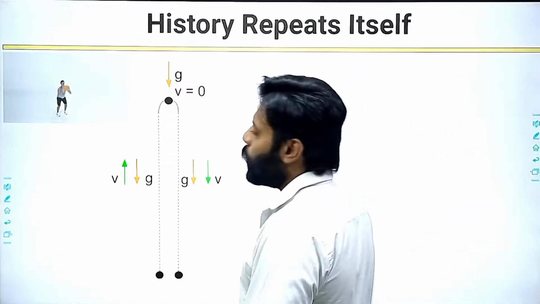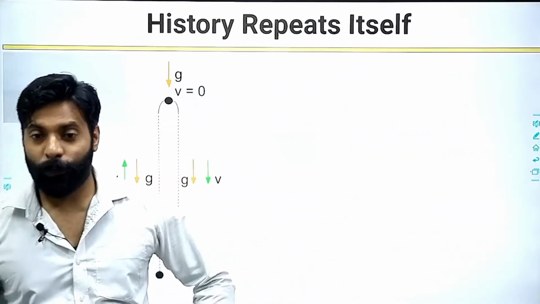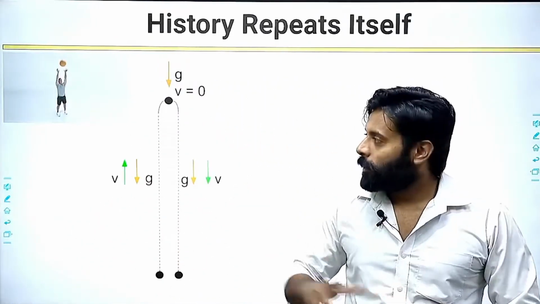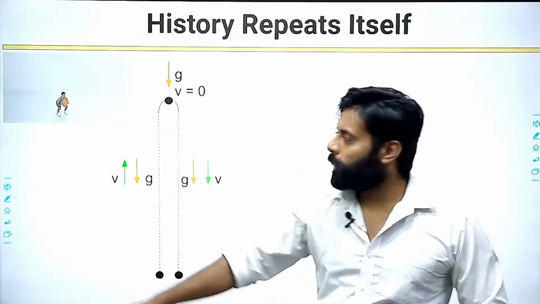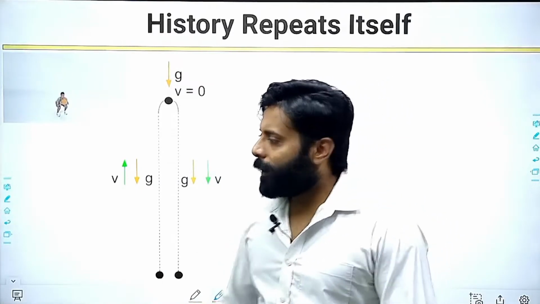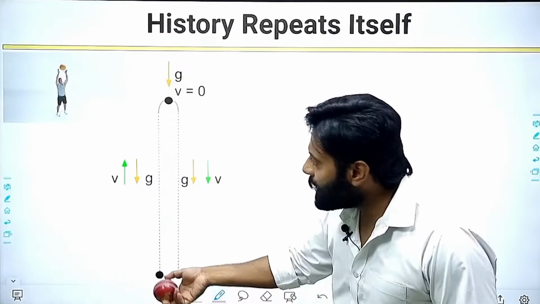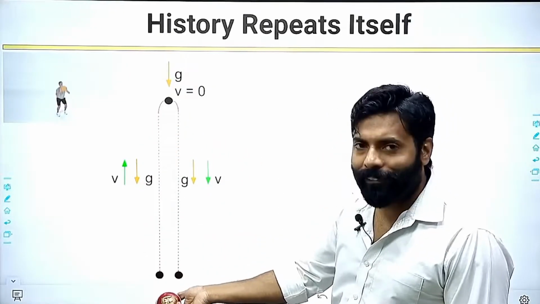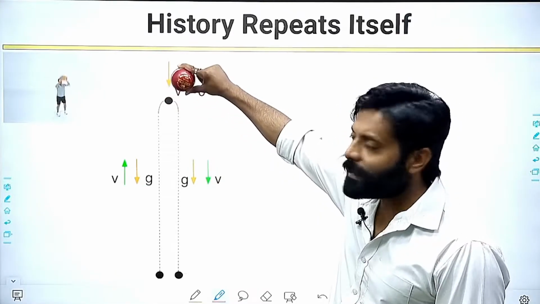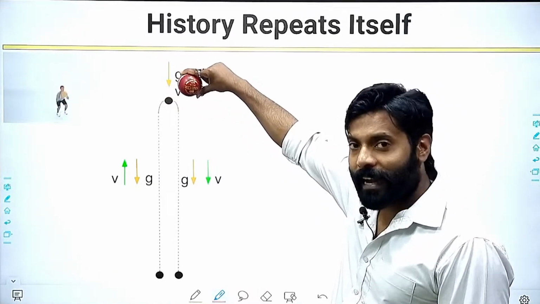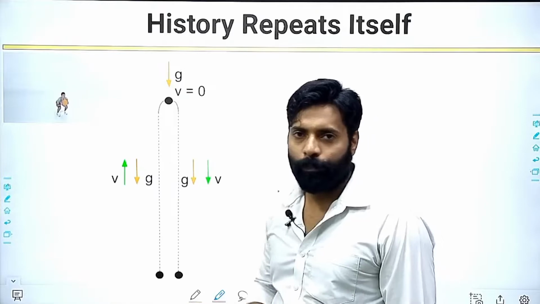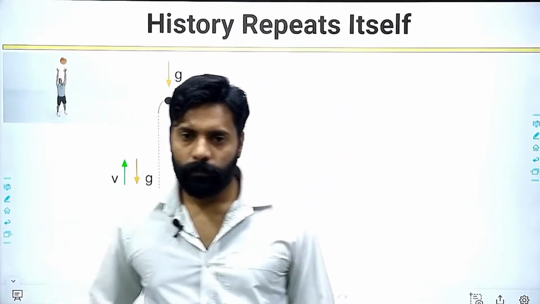Now, the most important part is that history repeats itself. What do you mean by history repeats itself? This is a very fascinating concept, and there are so many questions asked on this topic in JEE. When I tell you that the object is moving upward, the object is losing its velocity, right? I am throwing with some particular velocity, and the object is losing its velocity till it reaches its maximum height. After reaching its maximum height, the velocity is gained by the object and it is moving downward, downward, downward. This is what is happening, right?